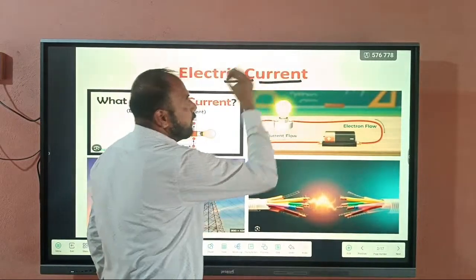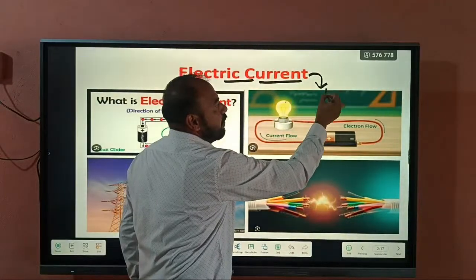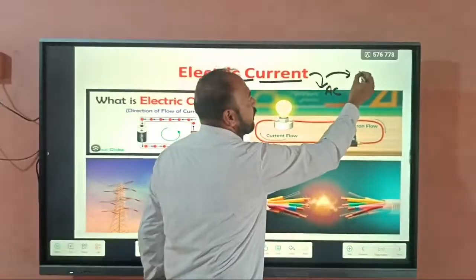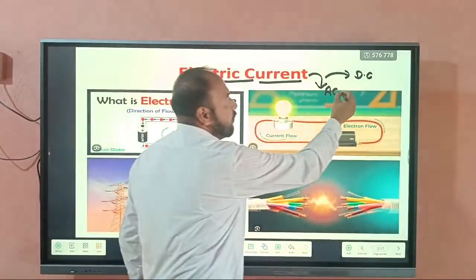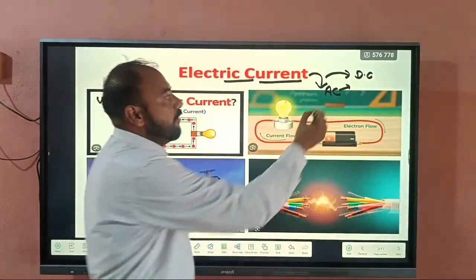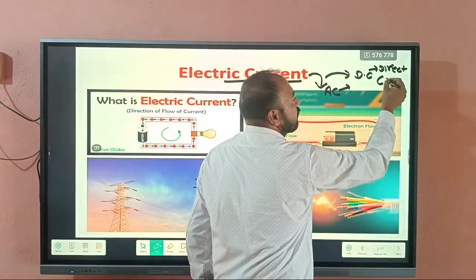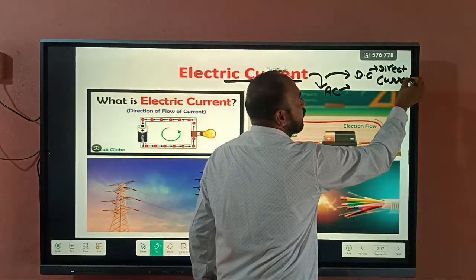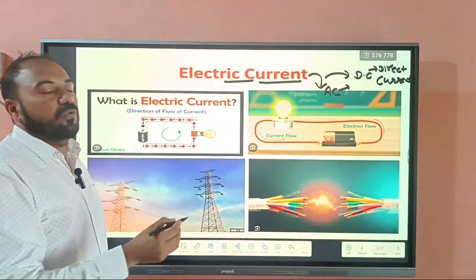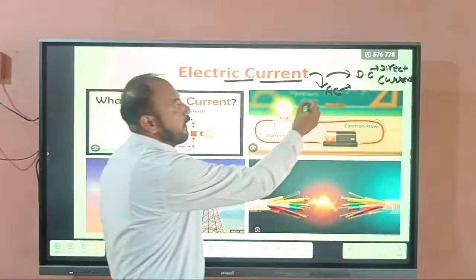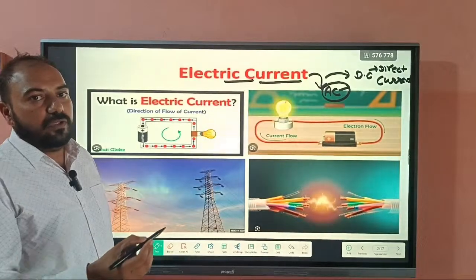Electric current is divided into two types: first is AC and second is DC. So what are AC and DC? AC is alternating current, and DC is direct current. In direct current, the value of the electric current does not change with respect to time, while in alternating current, the value of the electric current changes with respect to time.